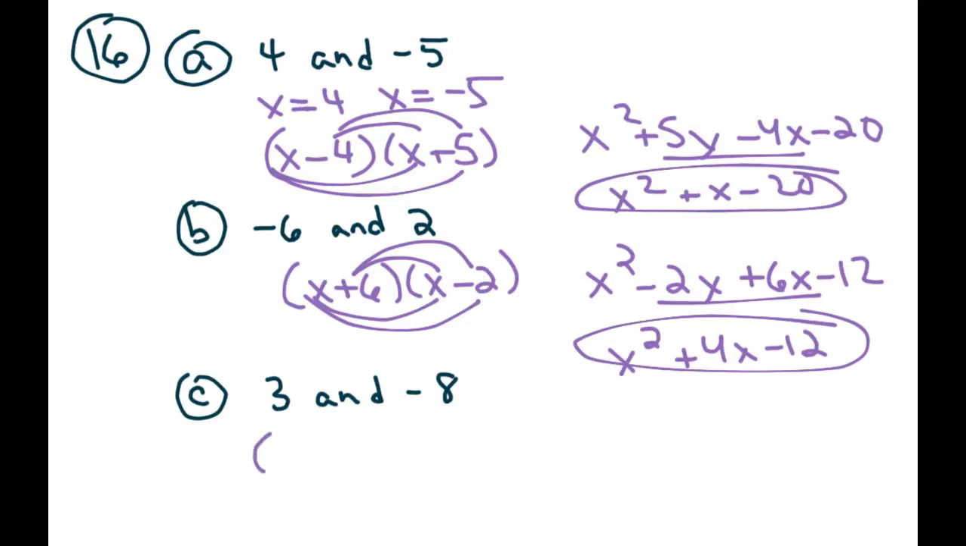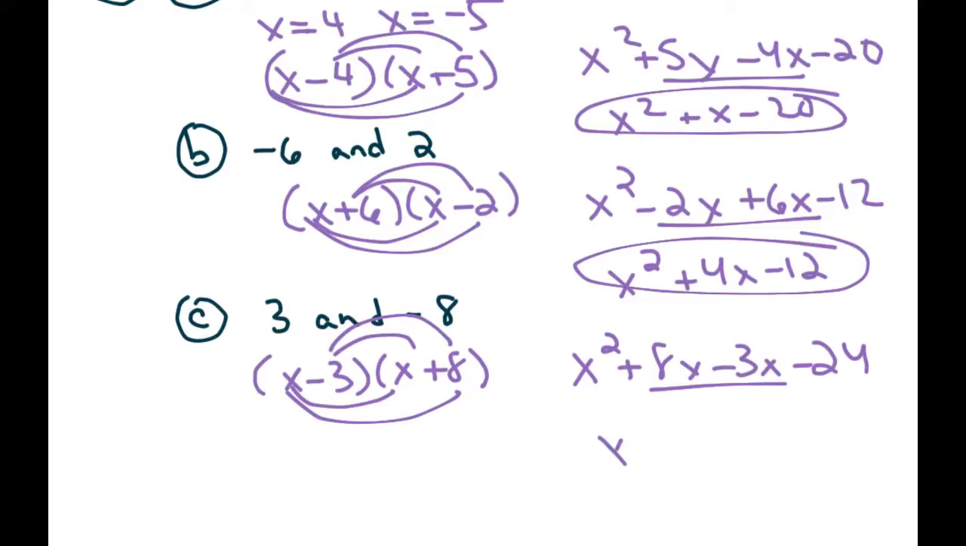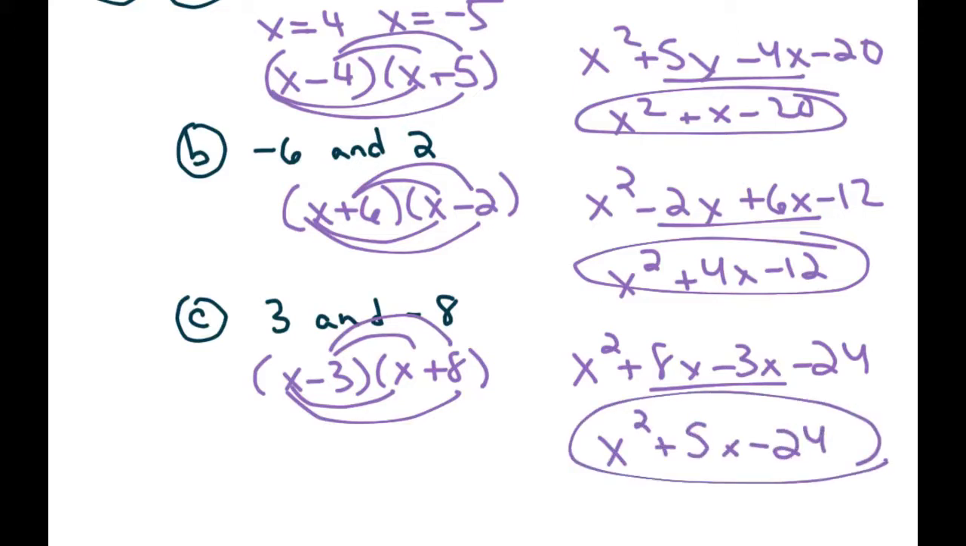The third one, factored form is x minus 3, x plus 8. x squared plus 8x minus 3x minus 24. The middle terms are like terms, and I get x squared plus 5x minus 24.